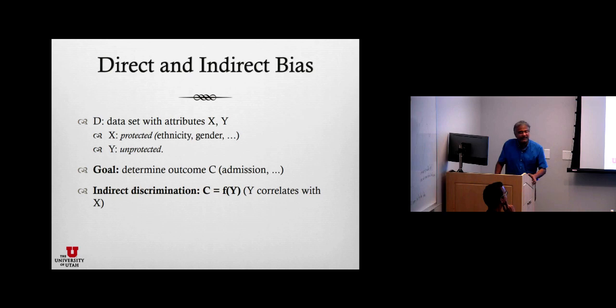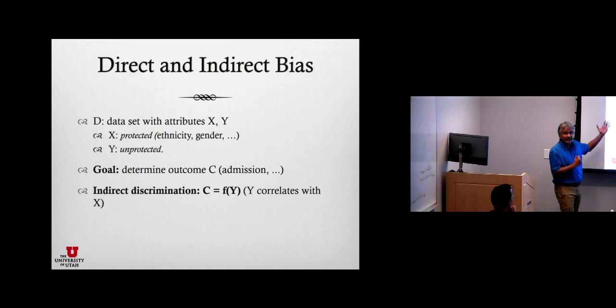Indirect discrimination, on the other hand, is a bit more subtle. It's an example where your outcome is a function of what look like innocent attributes, but that happen to correlate with the protected attribute. And this is also a form of discrimination that's prohibited, at least in certain settings, due to Supreme Court cases from the past 40 odd years.